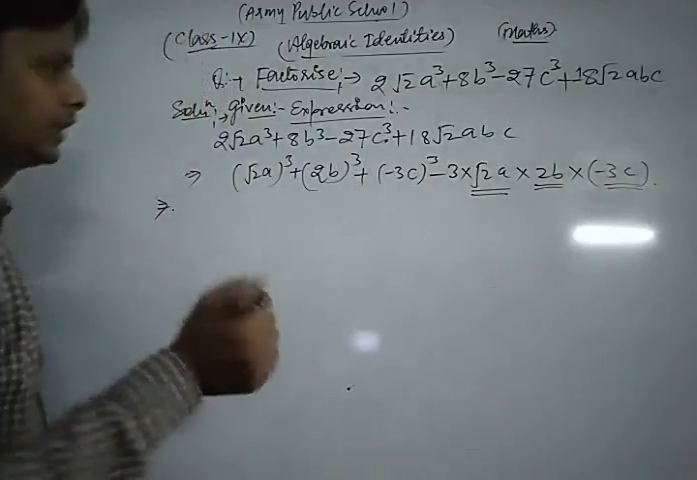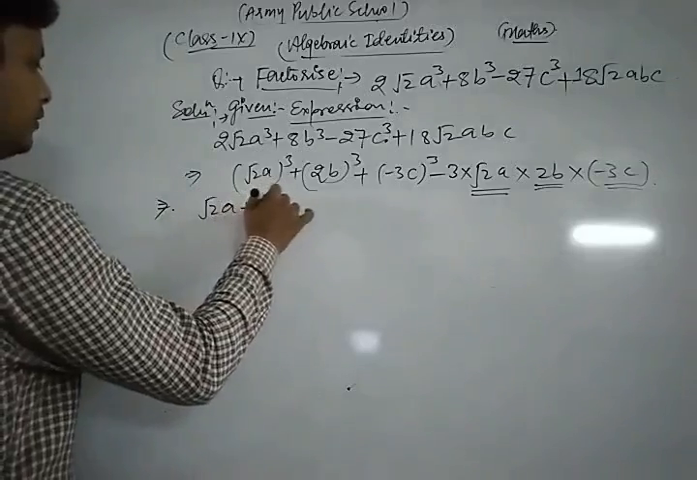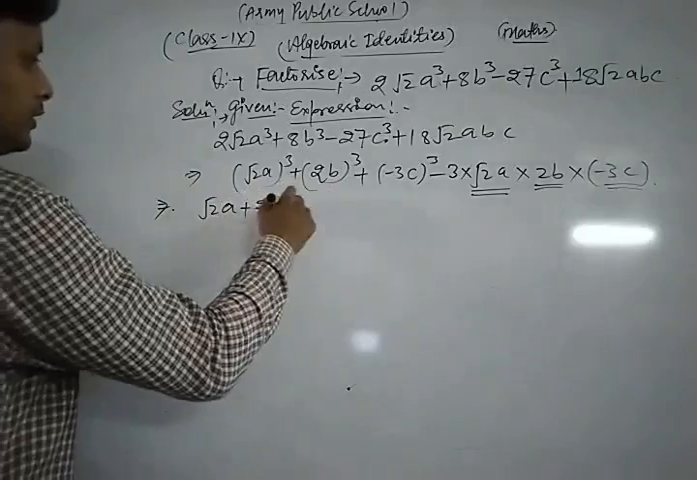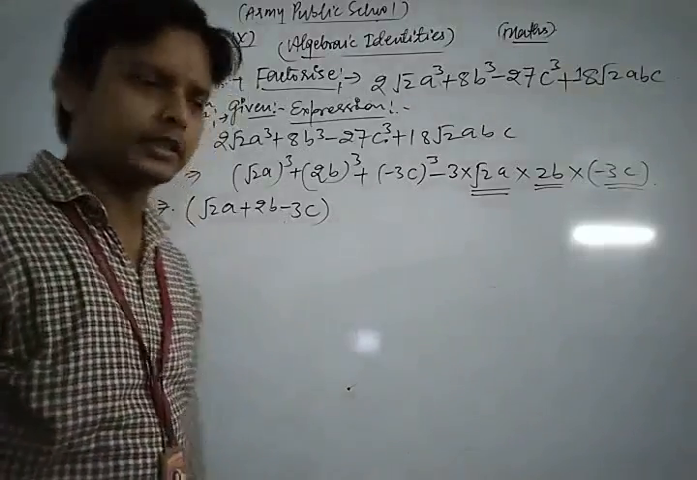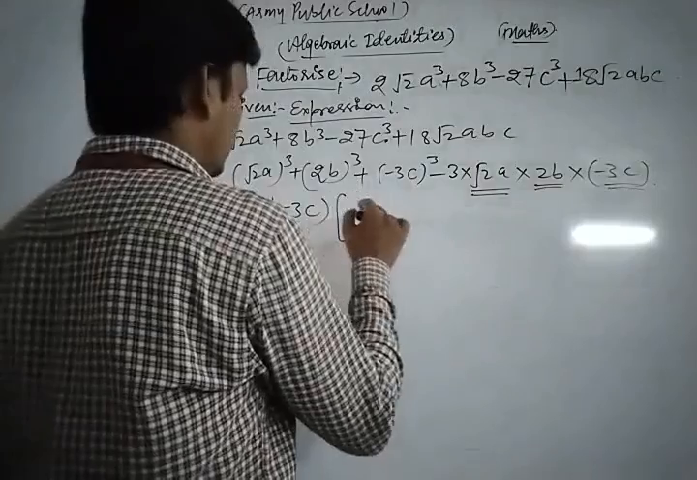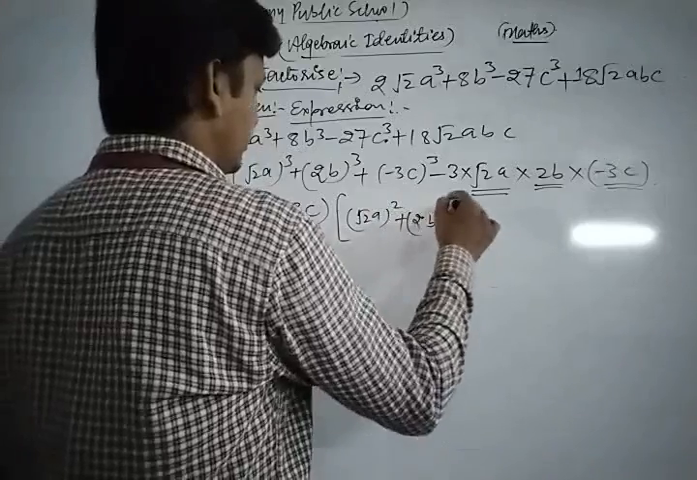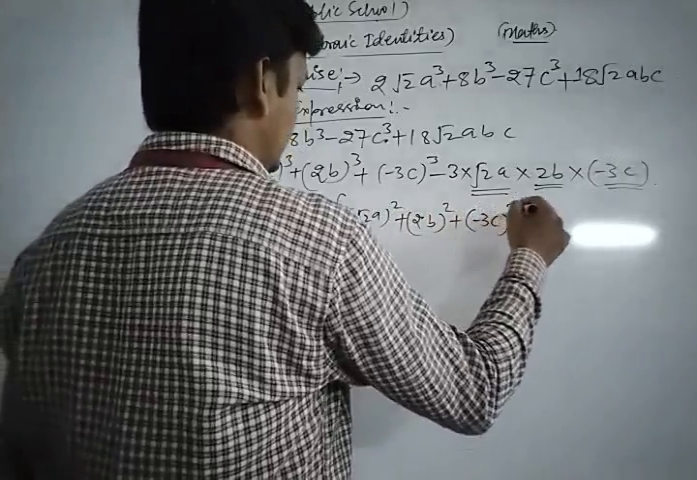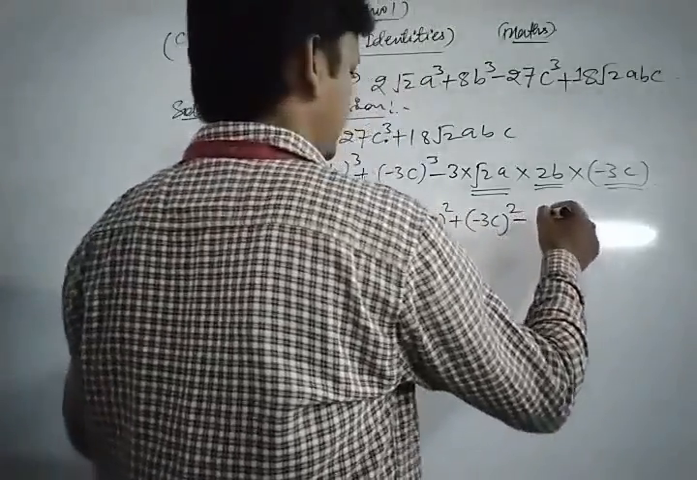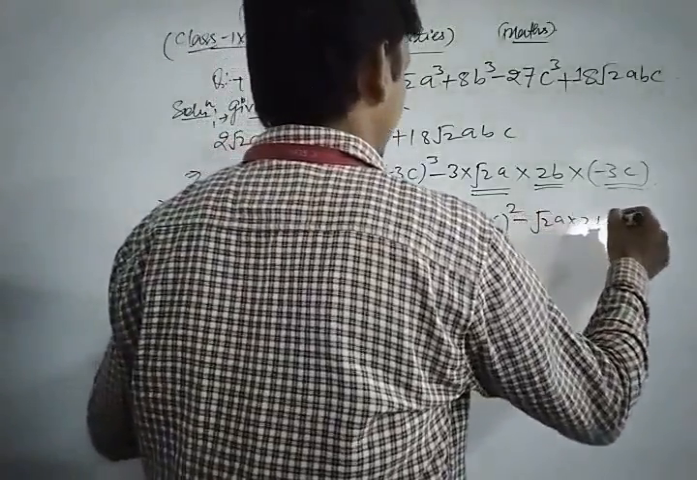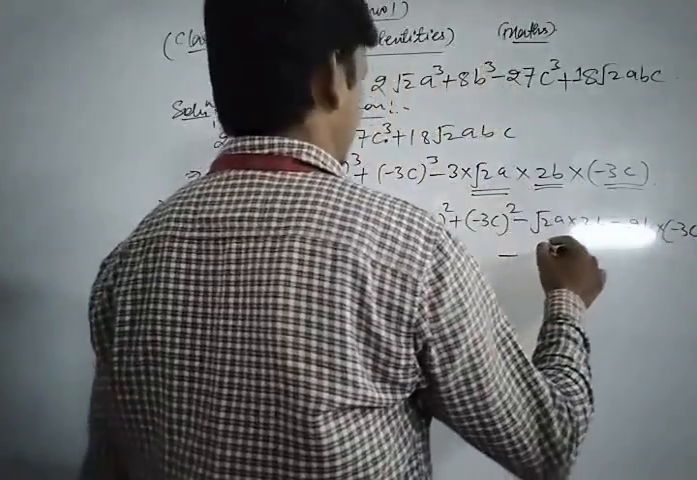So first of all we write a plus b plus c in one bracket, meaning a root 2 plus b root 2 minus 3c in one bracket, and in another bracket we write a square plus b square plus c square, a square plus b square plus c square minus ab minus bc minus ca.